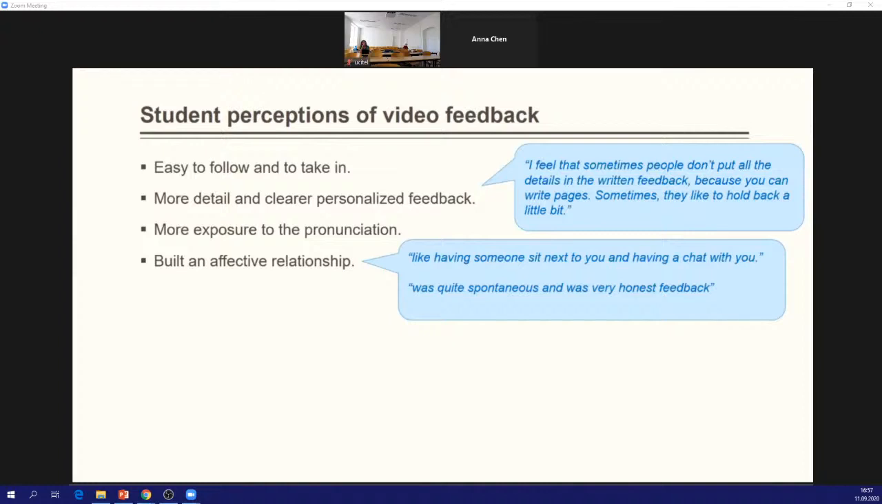And another student said that with some of her other language work, when she did not know the marker and the feedback was in written form, she felt that she was not cared about.